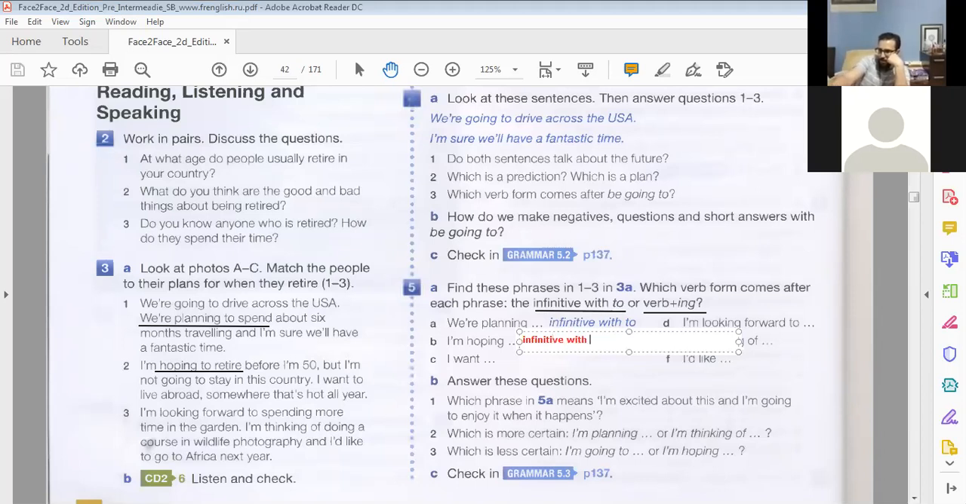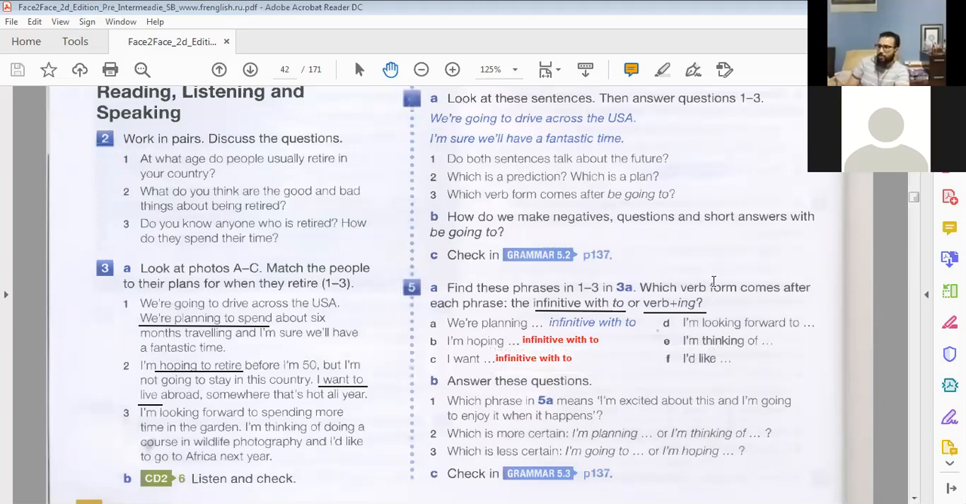What about I want? How did we use I want in the examples? Yes, we can use to. I want to leave. Right. Yes, I want to leave. I want to live abroad. So is it verb plus ing or is it infinitive with to? Right. Infinitive. So it's an infinitive with to, right? Okay.